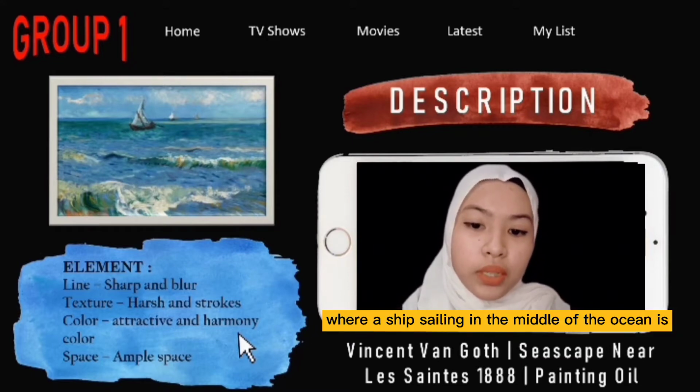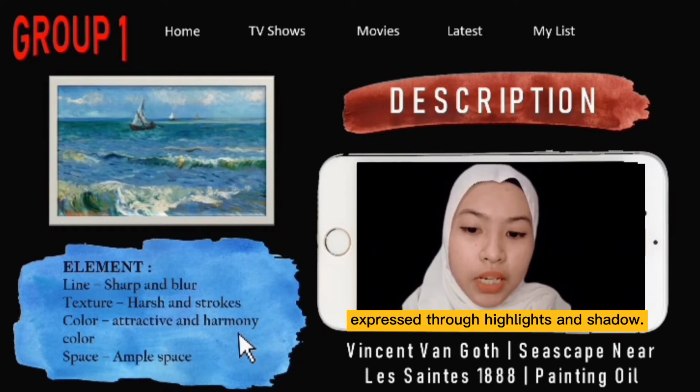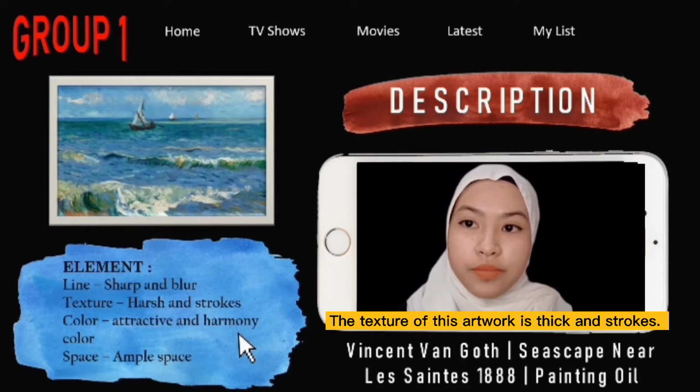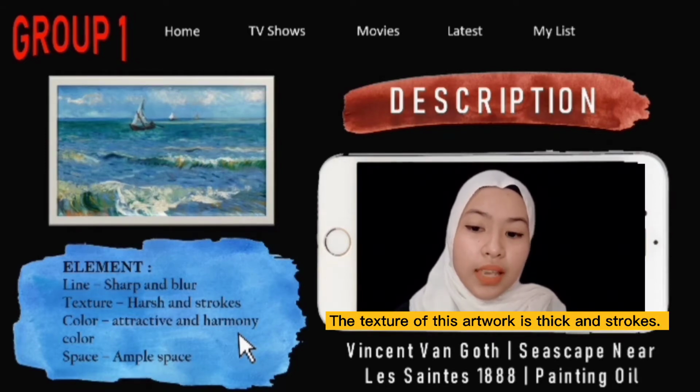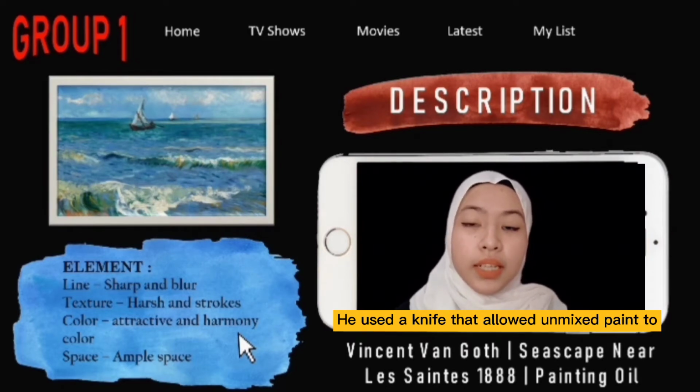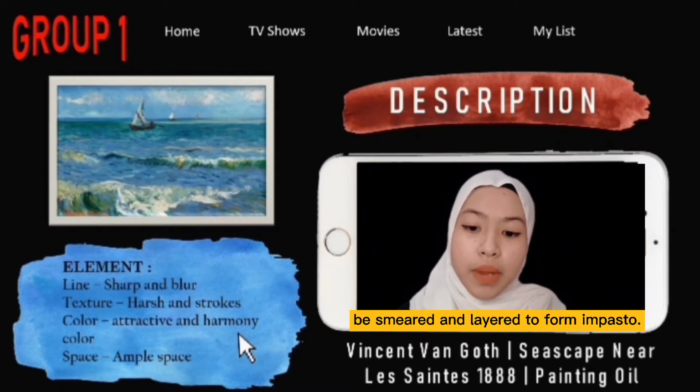This artwork, in which a ship cruising through the middle of the sea is depicted, uses brightness and shadow. This painting has a strong texture and stroke. He shaped impasto with a knife that allows unmixed paint to be splattered and layered.